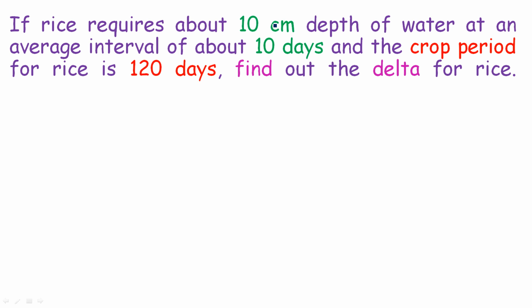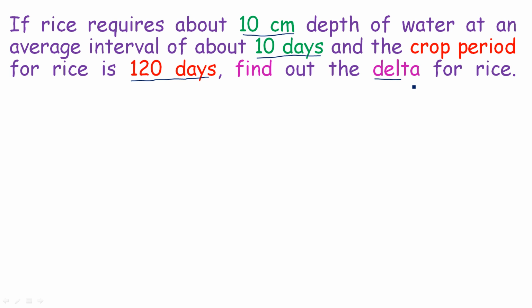In this question it is saying that if rice requires about 10 centimeter depth of water at an average interval of about 10 days, it means in 10 days the amount of water required for the crop is 10 centimeter. The crop period is 120 days. Find out the delta for the rice.